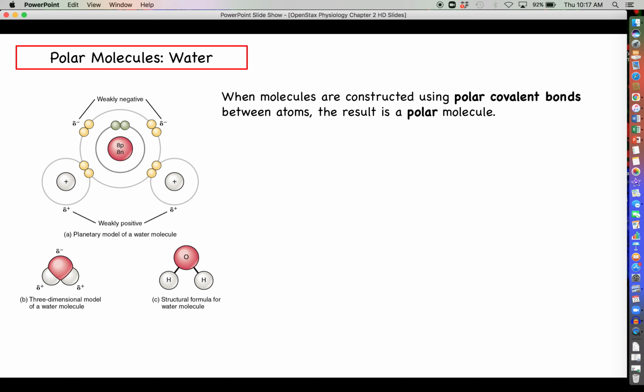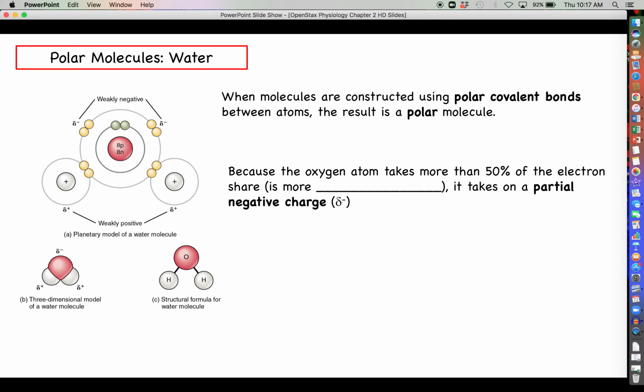So water ends up being a polar molecule because it is made up of polar covalent bonds. Well, what makes a covalent bond polar? Well, a covalent bond is polar because the electrons that are being shared between the two atoms, in this case hydrogen and oxygen, are not being shared equally. It turns out that oxygen is taking up a much greater share of those electrons than either of the two hydrogen atoms are.